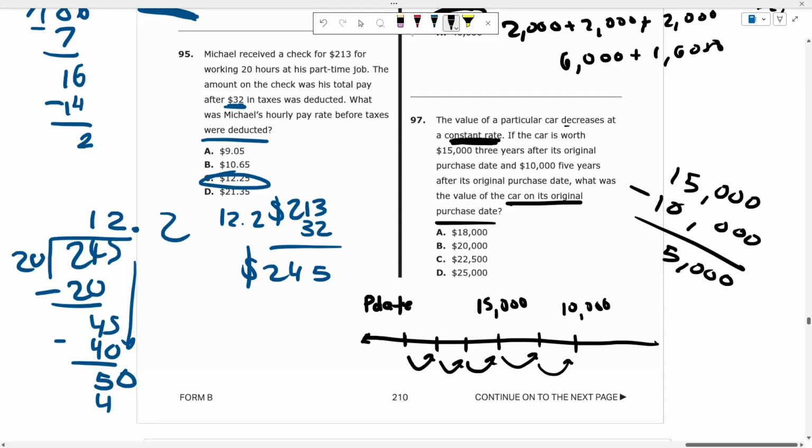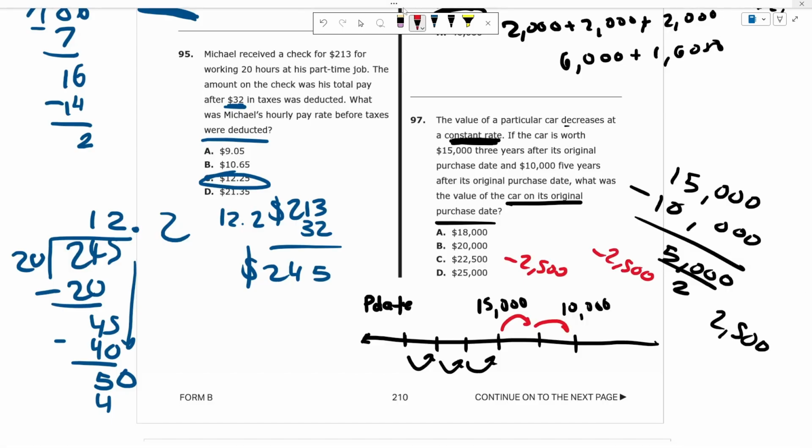Well, in how much time? In 2 jumps. So if I decreased by $5,000 in 2 years, that means that I'm decreasing by $2,500 every year. Okay? So over here, I'm decreasing by negative 2,500 once to jump from here to here, and again by another negative $2,500 to jump from there to there. Okay, so now we found out the constant rate at which it decreases by every single year, which means I need to add that number back to go and find the actual value back in time.